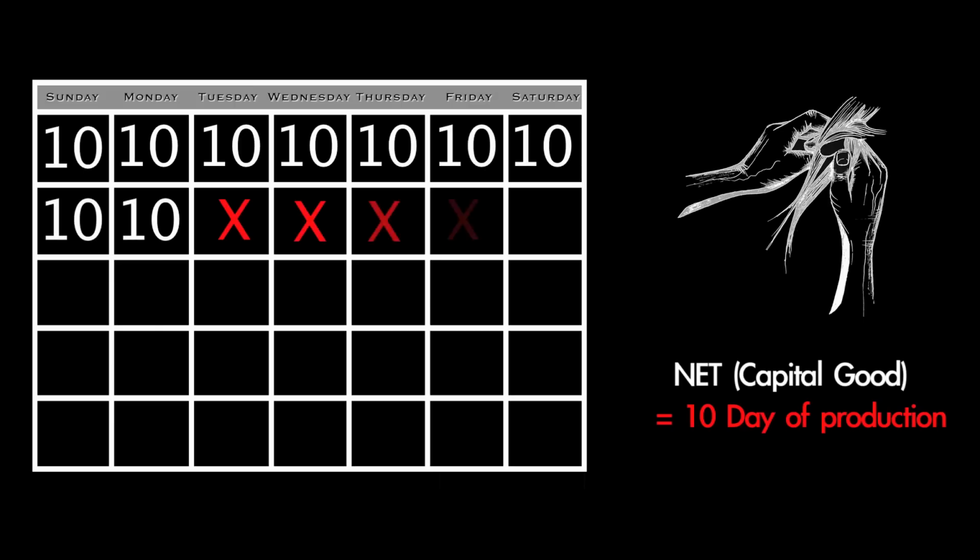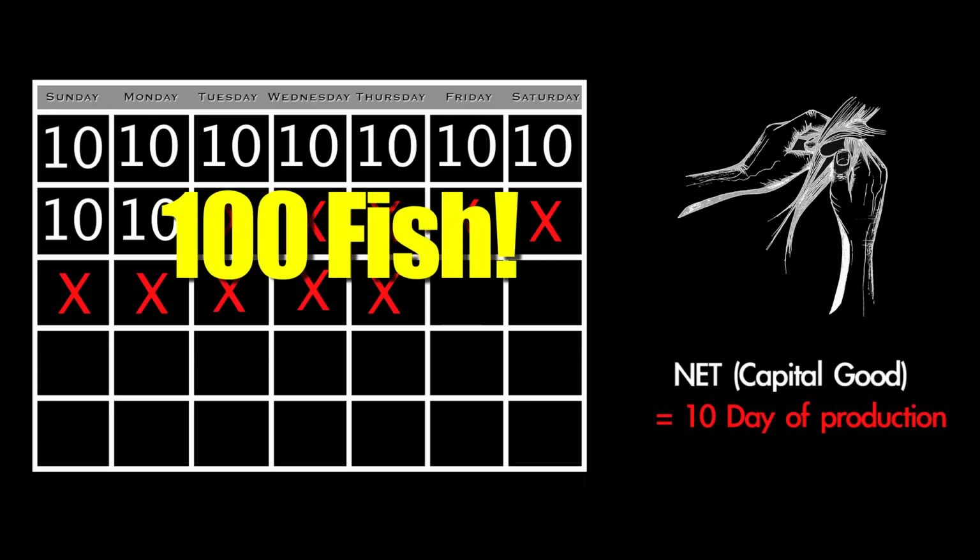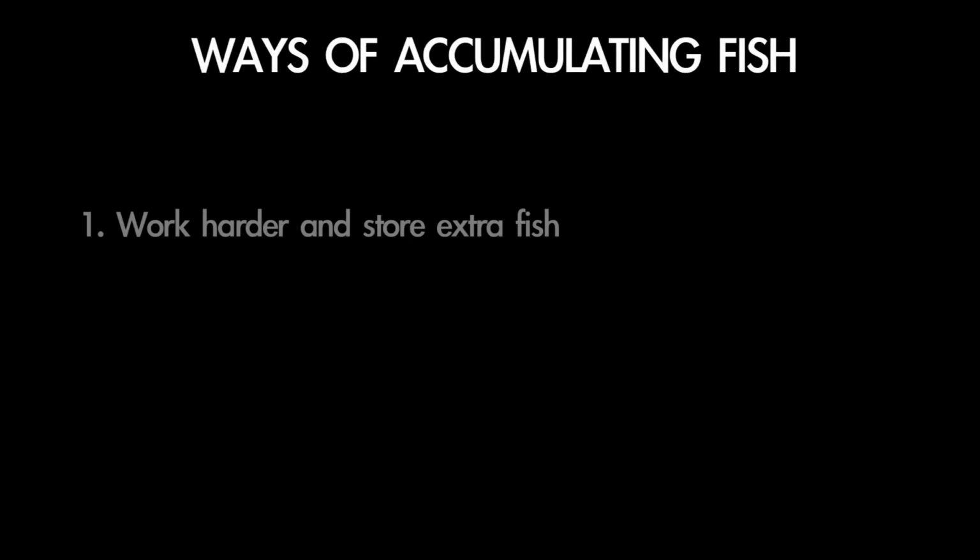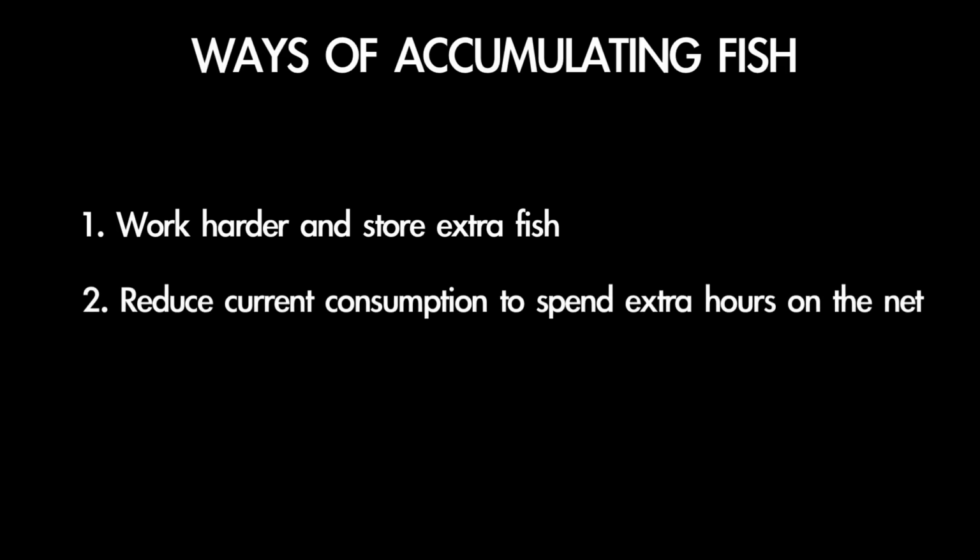What Crusoe needs is time. If he has been spending his entire day catching 10 fish by hand, then building a net will mean that he needs to have 100 fish saved to feed himself during the production process. Crusoe therefore has two possible ways of saving. He could save some fish every day until he acquires 100 fish, at which point he can now engage in the process of building the net. Or he can catch less fish a day and spend the saved time building the net little by little.